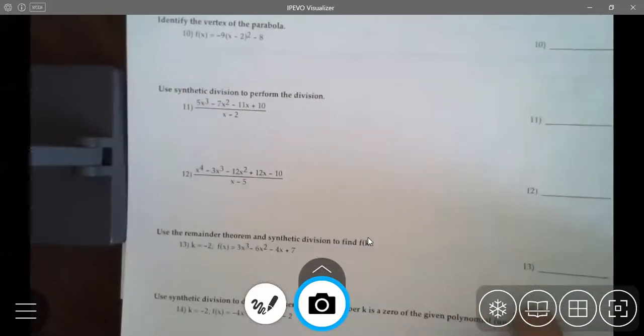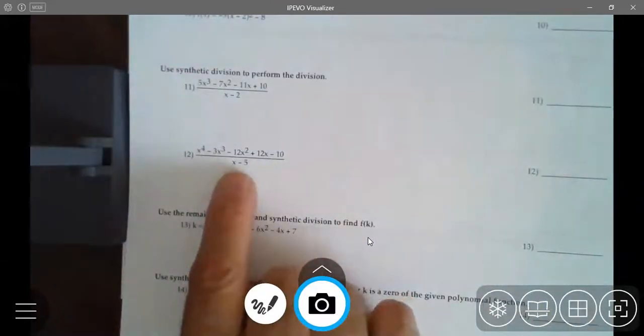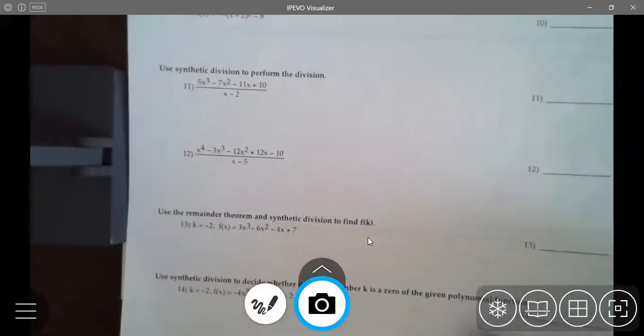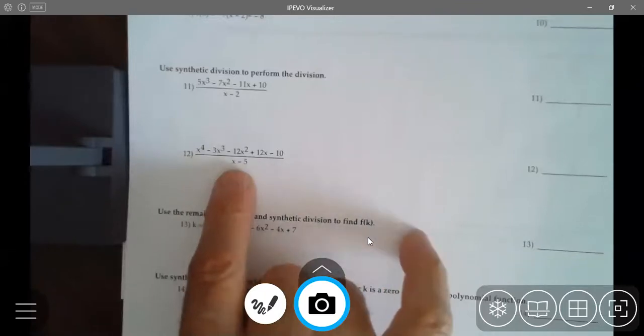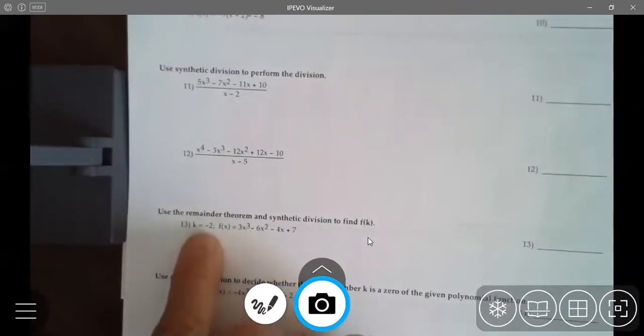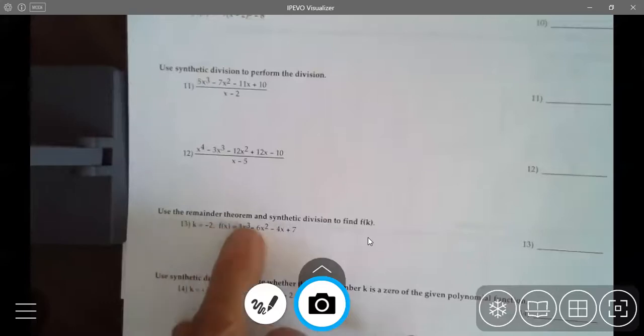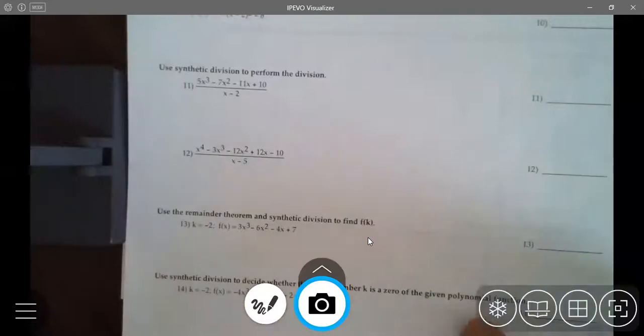Do you want to go over any of them? I think we could go over 13. Now here, you have to change the divisor from negative to positive. Here, you don't, if it's already given to you, like k equal to -2, you don't change the sign. You just start off with -2. They want you to use the remainder theorem and synthetic division to find f of k.